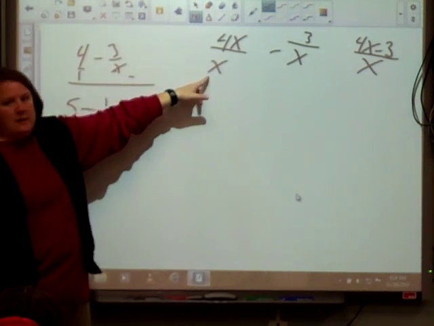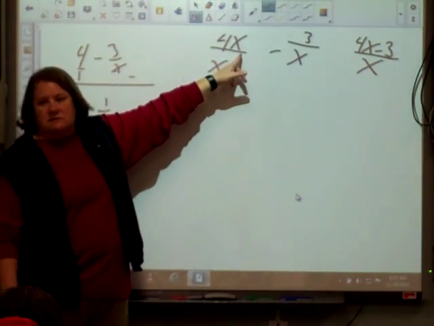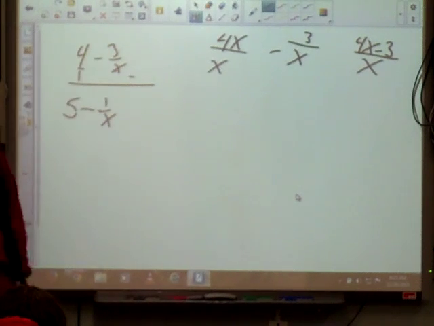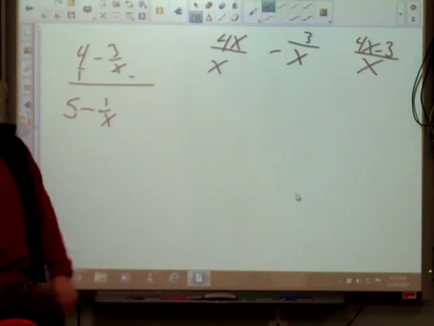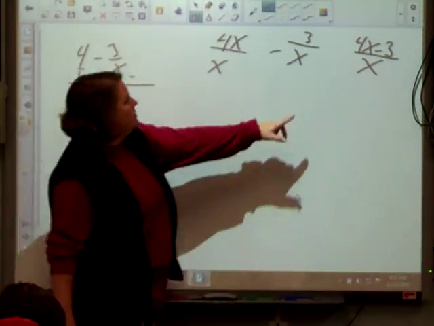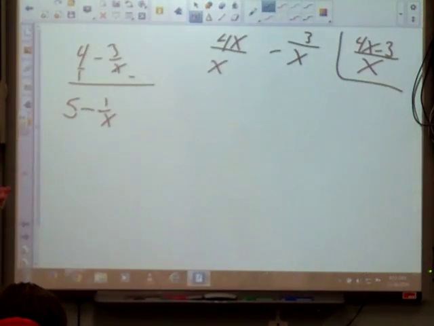To make that 1 go to x, we had to multiply it by x. So we multiply the top by x. And the 3 already had it, so we didn't change it. It just stayed. Okay? So now we're looking at a new numerator there with 1 denominator.